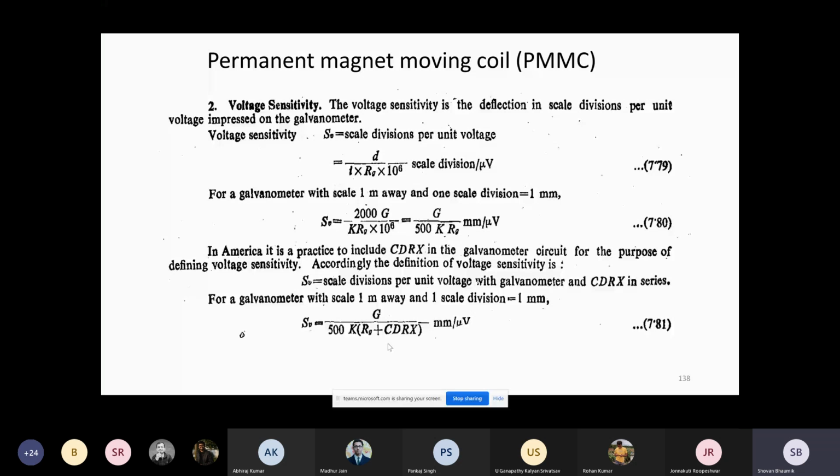So for a galvanometer which is 1 meter away, 10 to the power 6 is coming. You know how it is coming? Because of microvolt. You see the scale division per microvolt. If microvolt is not there, scale division per volt, 10 to the power 6 will not come. But generally I said that it is a very sensitive instrument, so a very small amount of voltage will produce deflection. So to change the unit to microvolt, 10 to the power 6 is coming. For a galvanometer with scale 1 meter away and with one scale division 1 millimeter, the same thing will come. SV will be equal to G by 500K into RG.